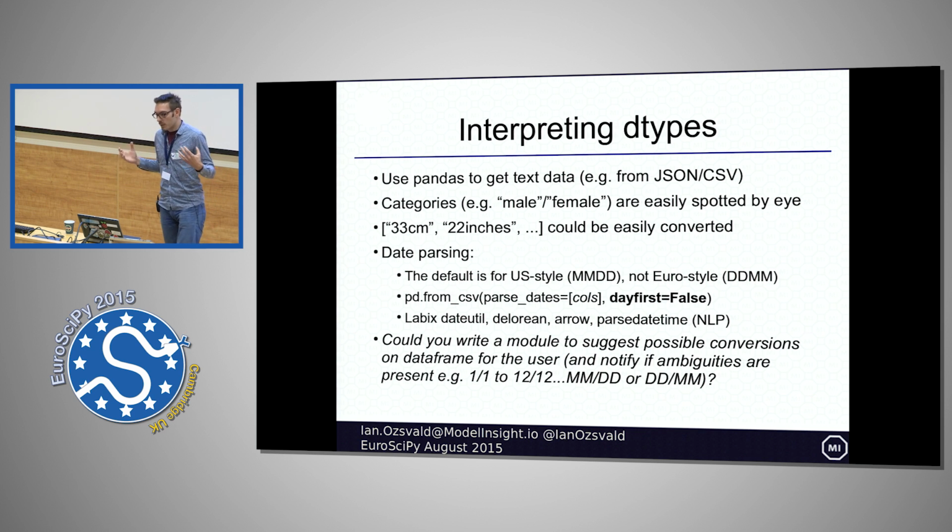We have no tools at the moment to interpret data types on, say, a pandas data frame. If I load in a plain text source like a CSV file, I can eyeball it and see that I've got two types of value in one column, say male or female. That could be a binary indicator. But nothing tells me that. I have to do it by hand.